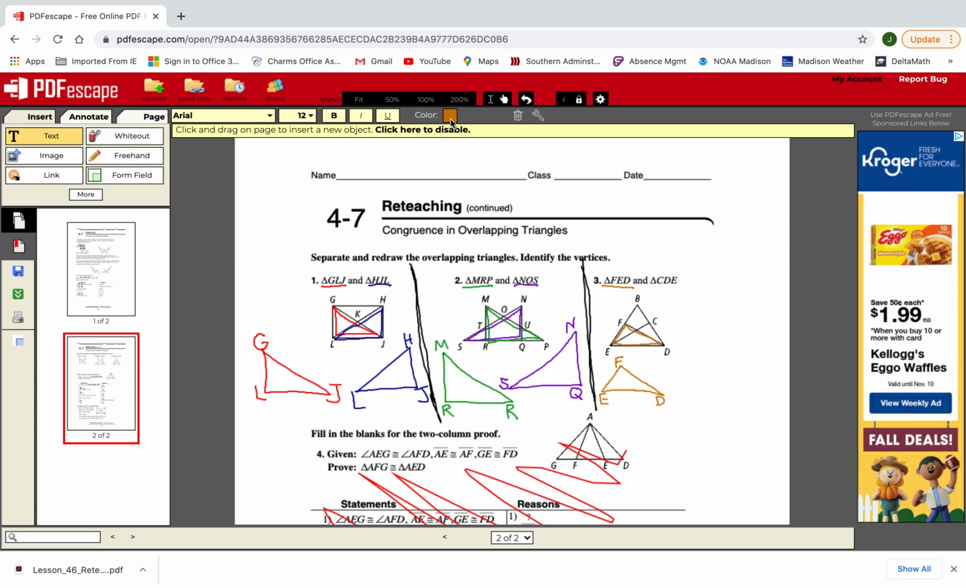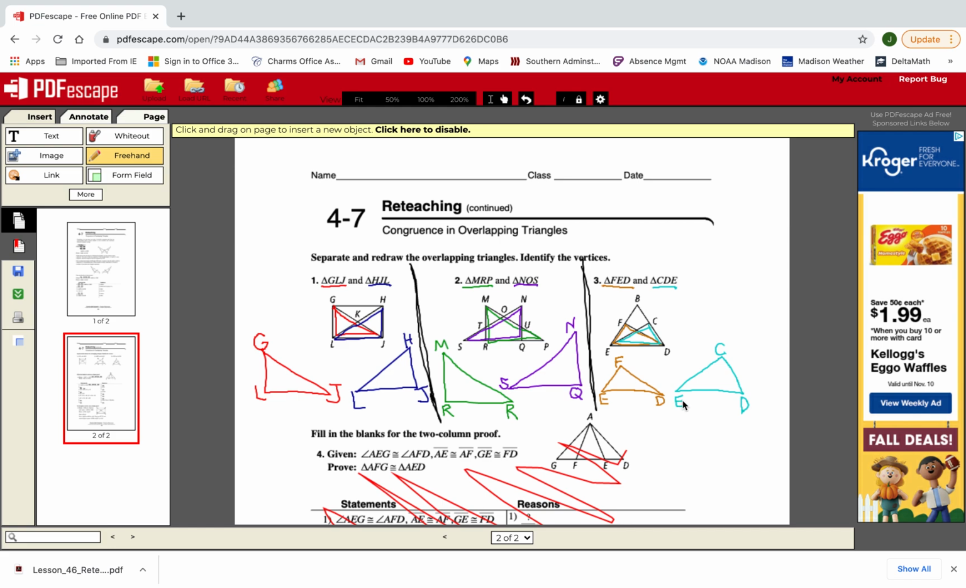All right, let's pull that really pretty blue in for this last triangle. Where's that really pretty blue? There it is. Okay, so the last triangle they're wanting us to draw here is triangle CDE, and this is an overlapping triangle with the other one with FED. So CDE is this one right here. So we're going to draw this one right next to FED and identify the vertices. This is C, this is D, and this is E.